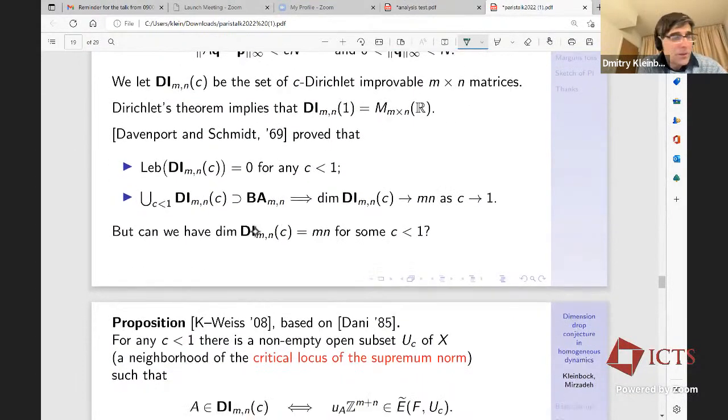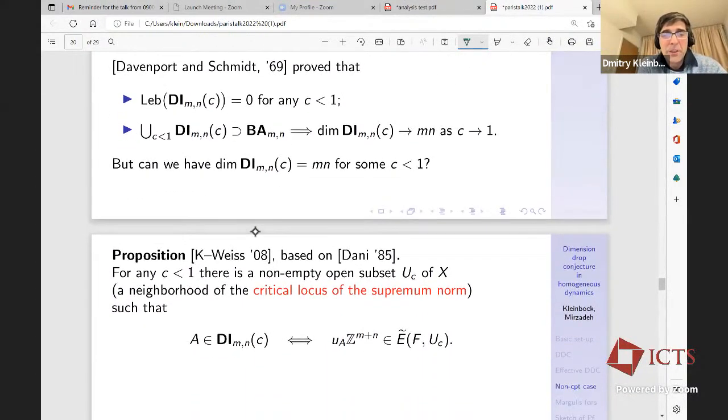So let me show a proposition which is contained in our paper with Barak Weiss, but essentially it is more or less in Dani's paper from 1985. Namely, if you fix C strictly less than 1, there exists a non-empty open subset, which I call U sub C, of the space of lattices. And for those who understand what's going on, it's a neighborhood of the critical locus of the supremum norm. So next week, I think we'll have the talk of Anurag Rao, who will explain more about it.